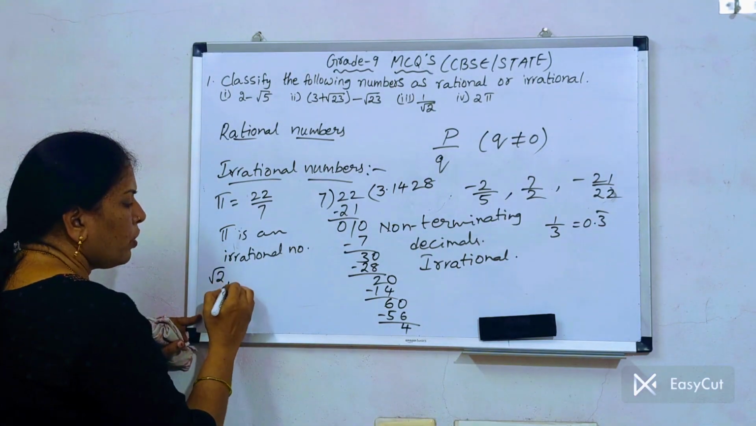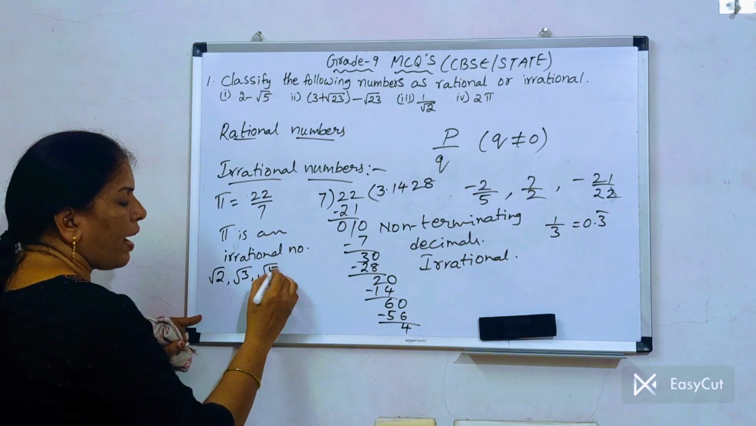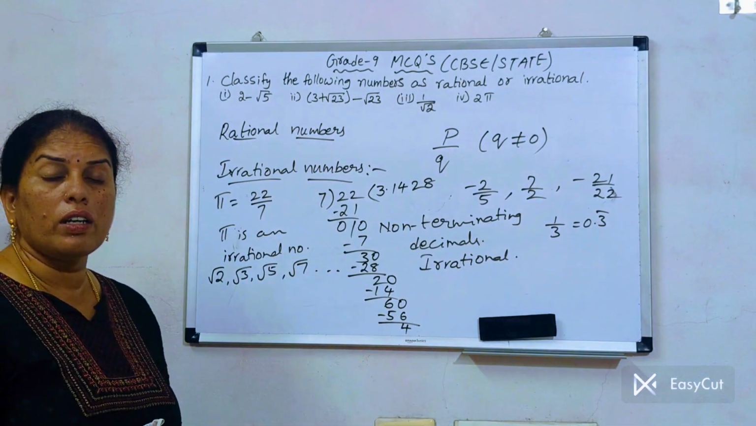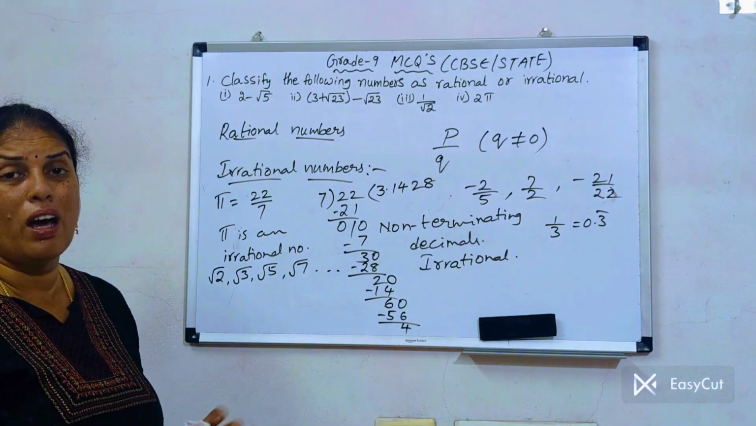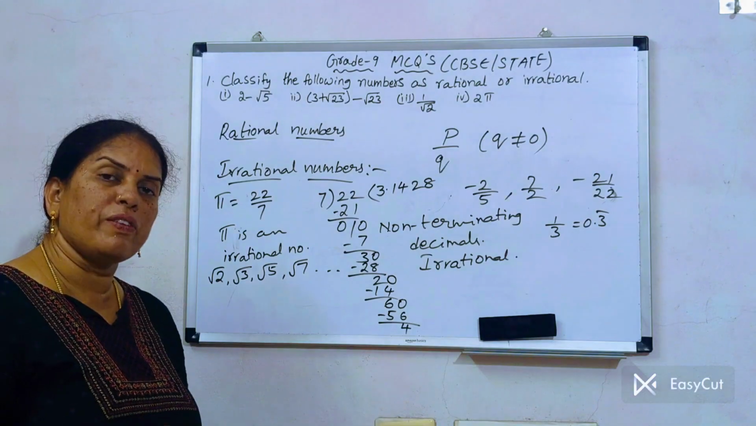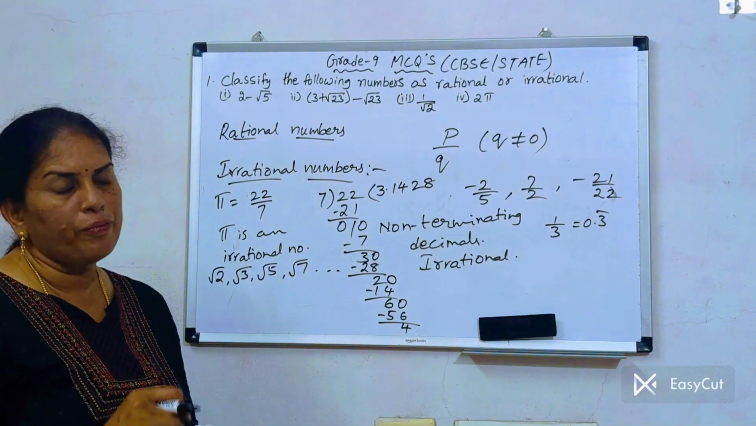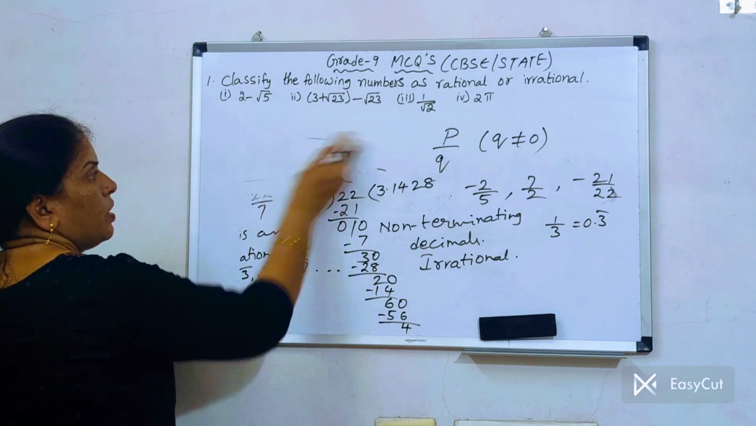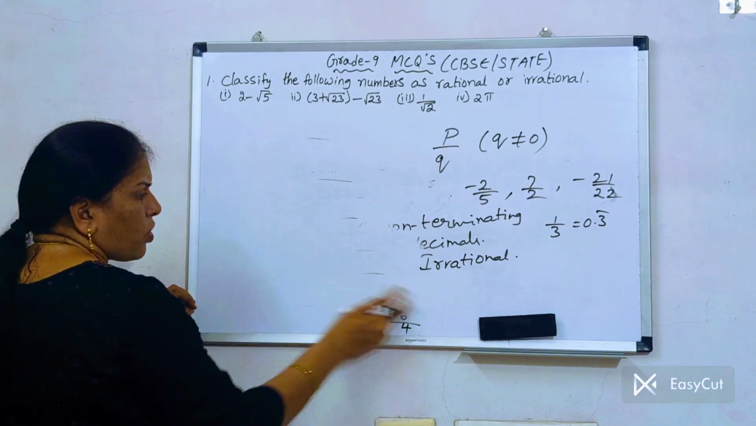Examples: root 2, root 3, root 5, root 7. These are all non-terminating decimals. So these are all irrational numbers. All of you understood, children? What is the difference between rational number and irrational number? Okay. Now we will go into the question. What is the question?